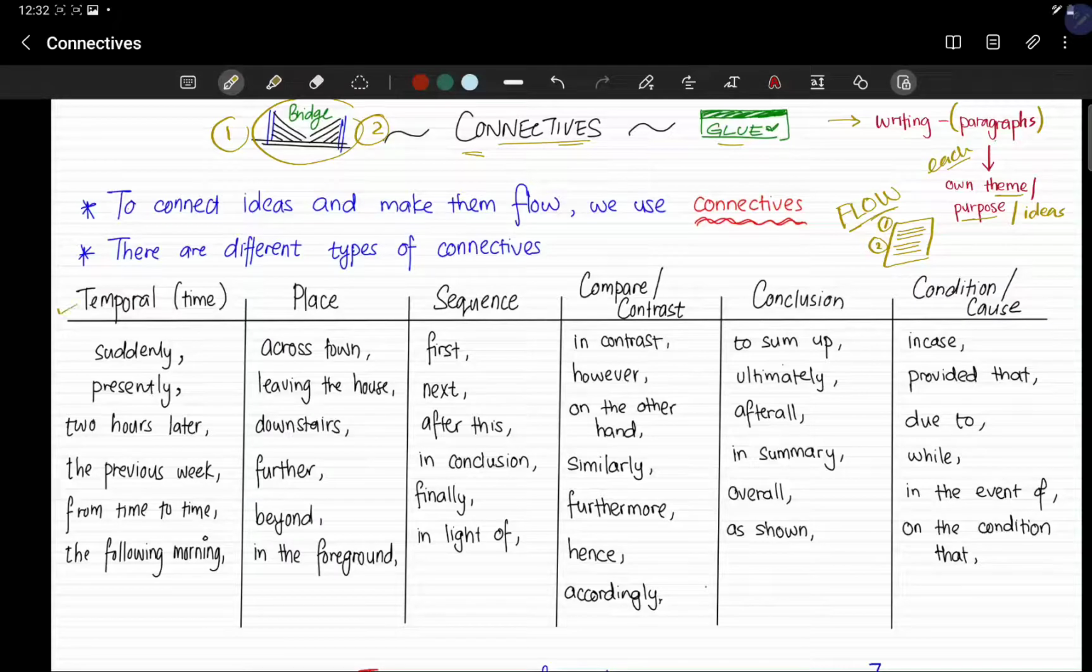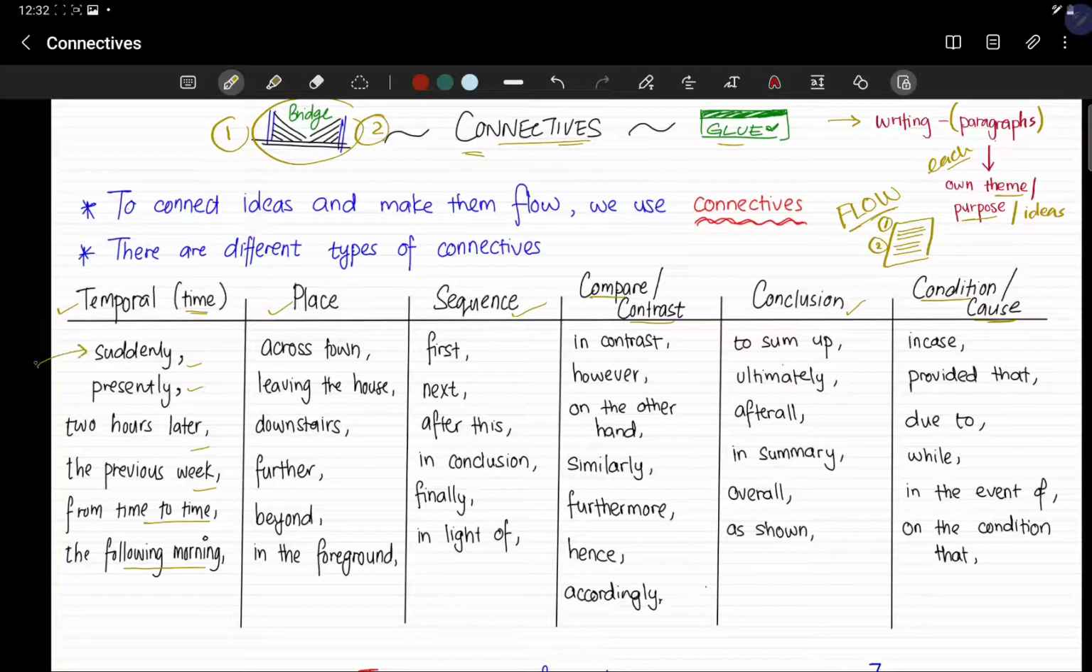We have temporal connectives that tell us time. We have place connectives, sequence connectives, connectives that we can use to compare and contrast between two or several ideas. We have connectives that we can use to introduce our conclusion, and we have connectives that we can use to show condition or cause. Starting with temporal connectives, we can use suddenly, presently, 2 hours later, the previous week, from time to time, and the following morning.